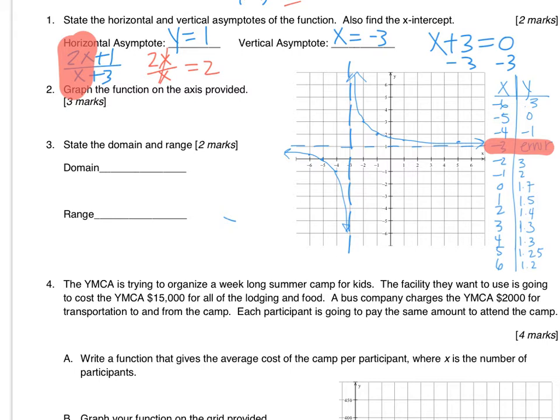All right, domain and range. All right, it's not letting me erase that a little bit. The domain and range are the opposites of our asymptotes. Domain is our x's, so it's all real numbers except -3. So x does not equal -3. It equals everything else. Y does not equal 1.